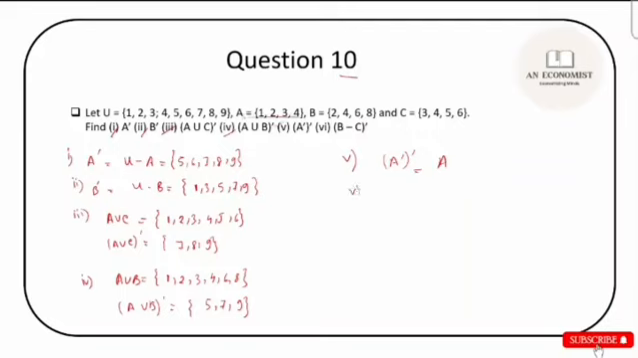Question number 6. B minus C complement. Find out B minus C first. So here you see 4 is there. And what else? 6 is there. So you are left with 2 and 8, right? And then take the complement of this. It will be 1, 3, 4, 5, 6, 7, 9. Pretty simple.